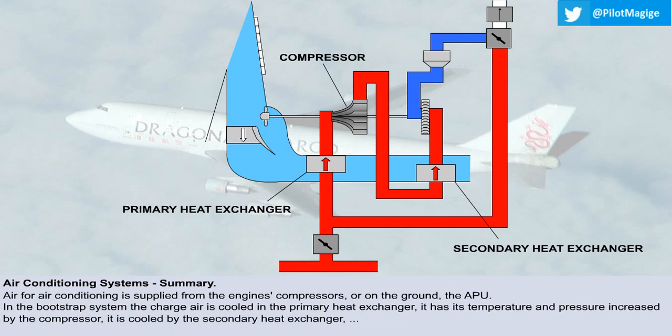From the compressor, the air then passes through the secondary heat exchanger, reducing its temperature again. The air is now used to drive the turbine, which in turn drives the compressor. The pressure drop across the turbine produces a large temperature drop. The pack cooling fan is used to supply the heat exchangers with cooling air on the ground and during low-speed operation.